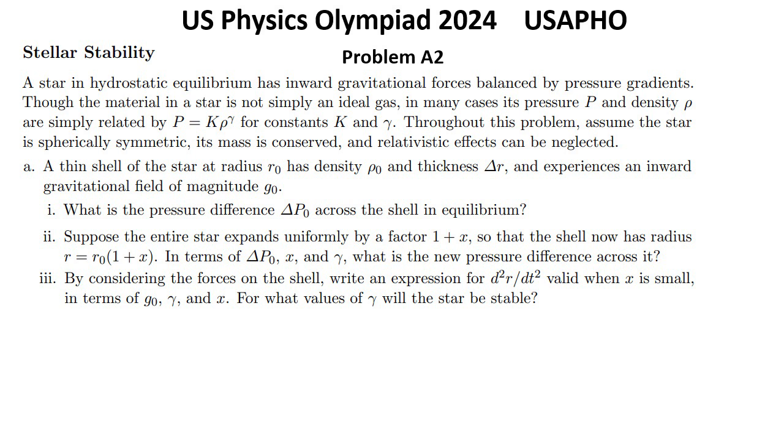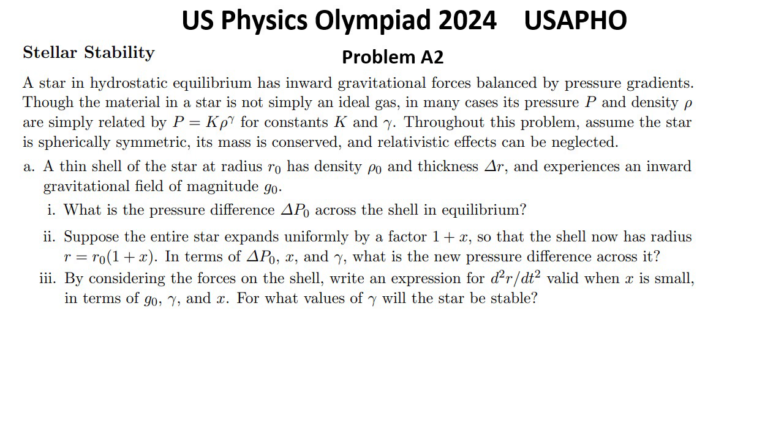Part 2. Suppose the entire star expands uniformly by a factor 1 + x, so that the shell now has radius r = r0(1 + x). In terms of δP0, x, and γ, what is the new pressure difference across it?